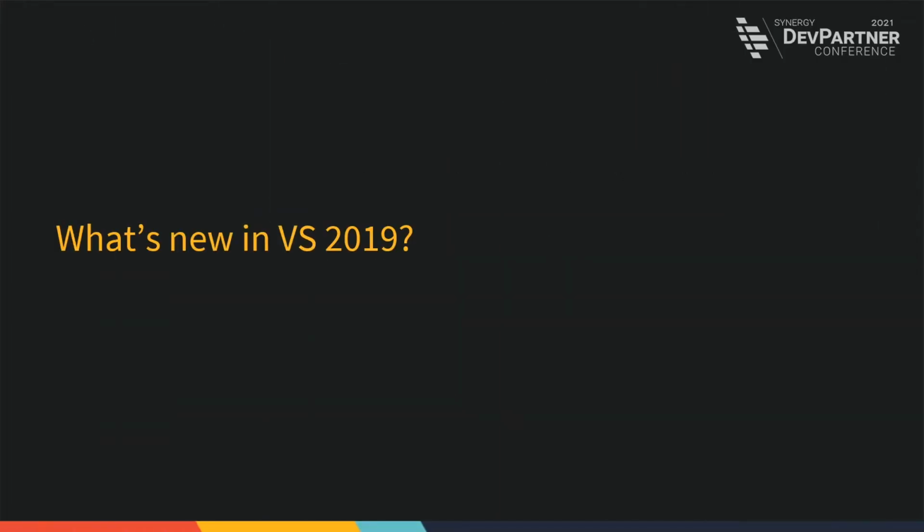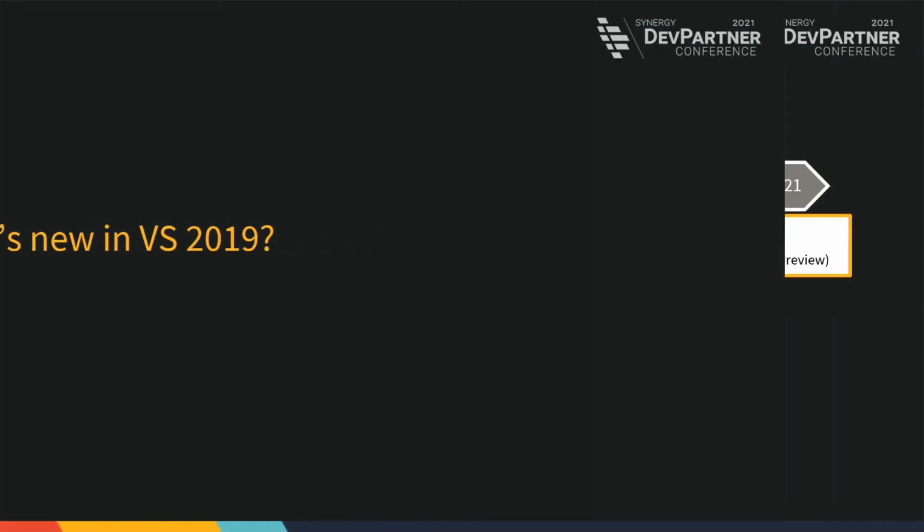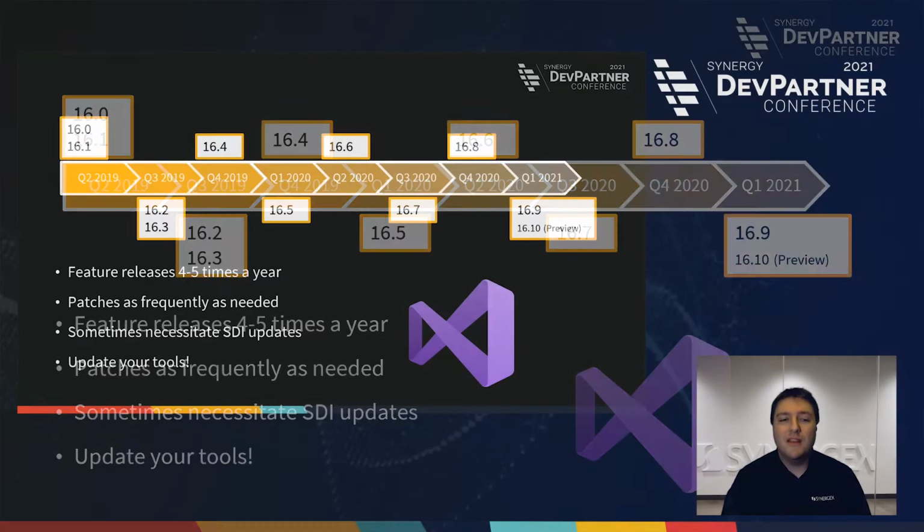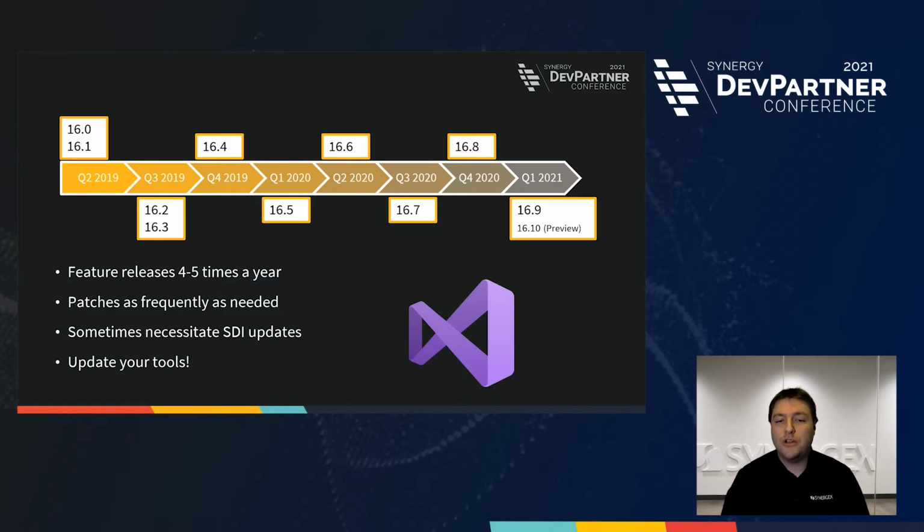What's new in Visual Studio 2019? In case you aren't familiar with how Microsoft's Visual Studio product updates, they have switched to a far more dynamic release cycle since the start of Visual Studio 2017. In Visual Studio 2019, we've been seeing 4 to 5 feature releases per year, numbered 16.0 to 16.10, with smaller bug fix patches coming out sometimes multiple times a week as necessary. This definitely keeps your developer tools fresh and able to deal with all of the new technologies that you and your team need in order to stay competitive.